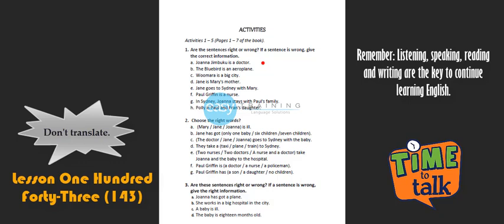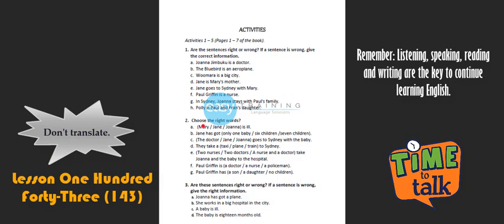Sentence A. Joanna Jimbuku is a doctor. Sentence B. The bluebird is an airplane. Sentence C. Woomera is a big city. Sentence D. Jane is Mary's mother. Sentence E. Jane goes to Sydney with Mary. Sentence F. Paul Griffin is a nurse. Sentence G. In Sydney, Joanna stays with Paul's family. Sentence H. Polly is Paul and Fran's daughter. Is each sentence right or wrong?